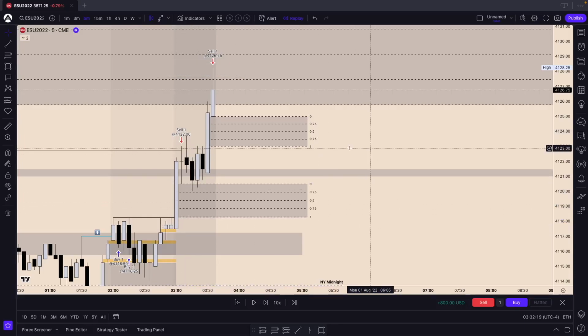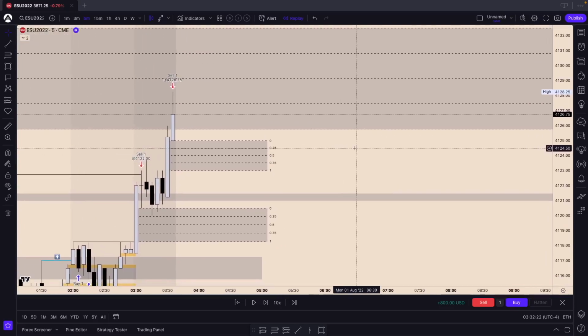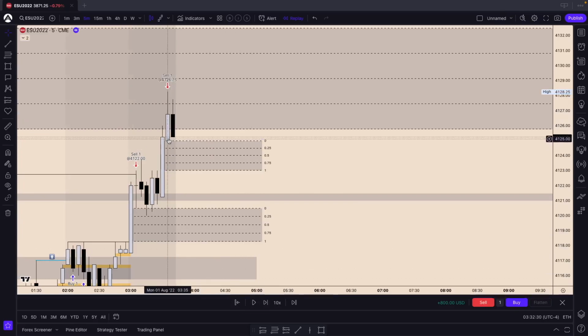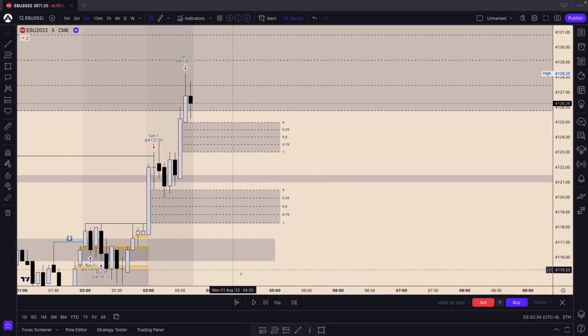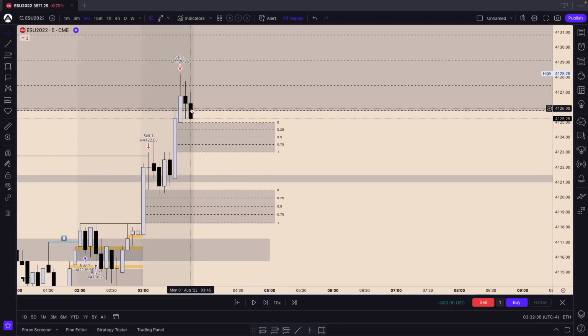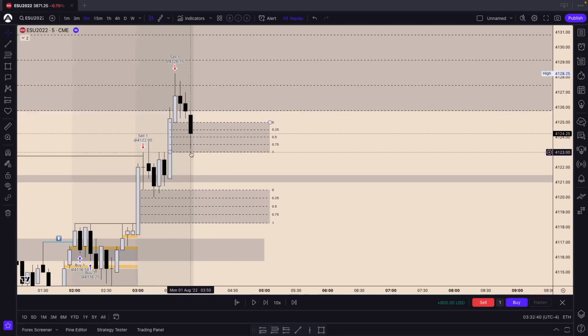Let me drag this up and see how we continue. So we've been rejected off that first quarter of this bigger 5-minute. What's the time? It's 3:35, so we're still within the London opening hour. We're still inside this 5-minute. We opened up with a volume imbalance, and we kept holding this 50% level.